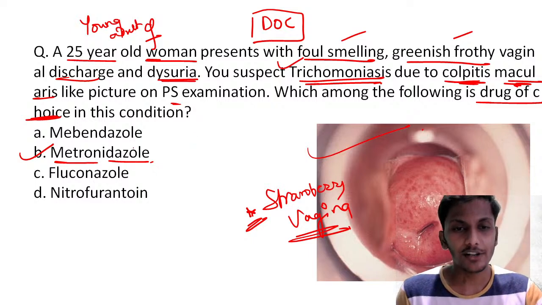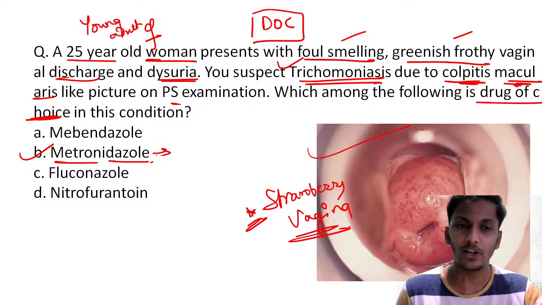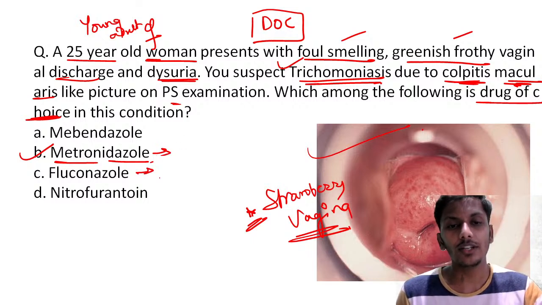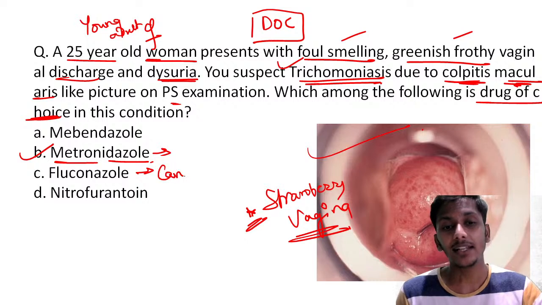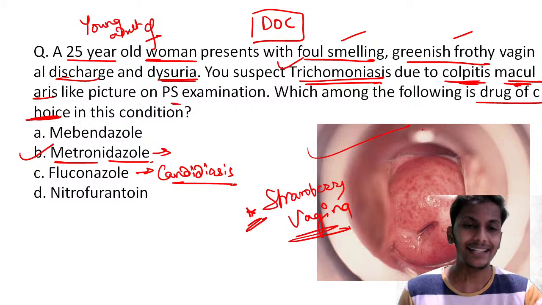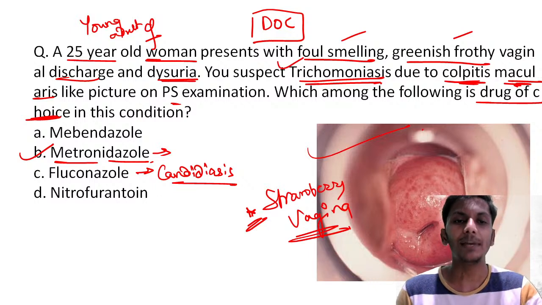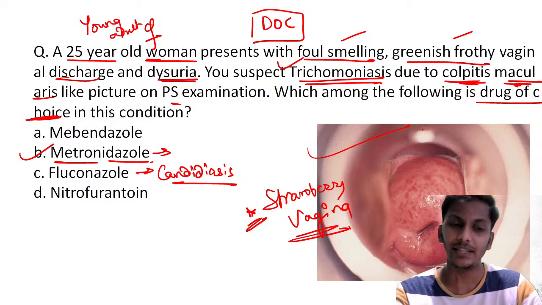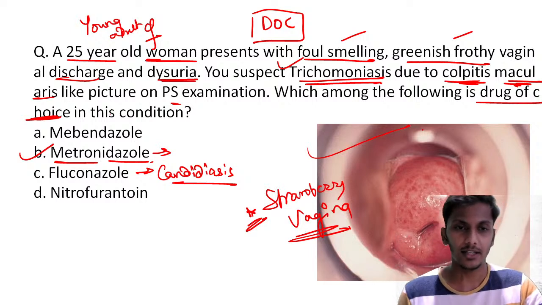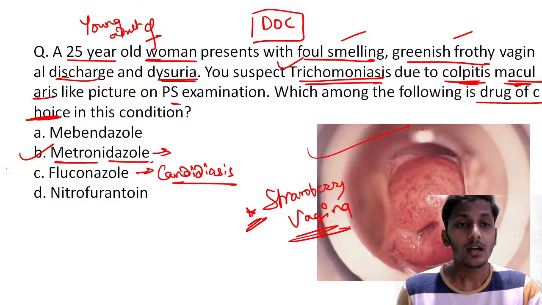Okay, now the drug of choice for trichomoniasis, we know it is metronidazole. Fluconazole is the drug of choice for vaginal candidiasis. So remember, fluconazole is the drug of choice for vaginal candidiasis. Nitrofurantoin is usually used in cases of UTIs and so on. And mebendazole is an anti-helminthic agent, which we'll be discussing in the next question.